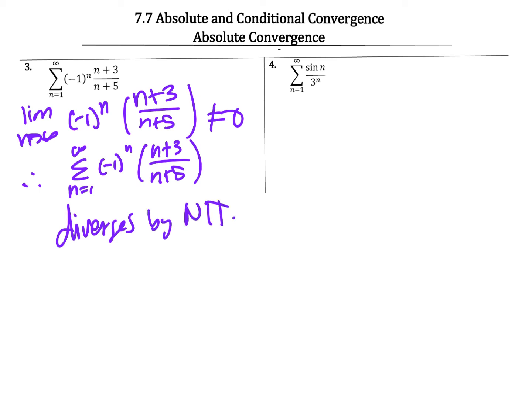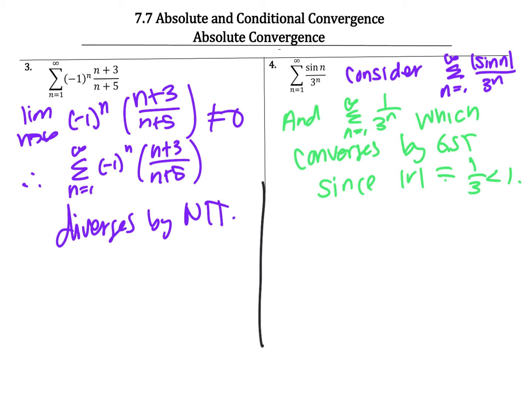I encourage you to pause the video and try and work through number 4 on your own and then unpause the video and see how you did. So first thing, I'm going to consider only the positive terms, and I'm going to compare that to the series 1 over 3 to the n, because if I'm looking at the absolute value of sine of n, that's going to be somewhere between 0 and 1 if I'm only looking at the positive terms, which means it's a good comparison series to compare it to 1 over 3 to the n.